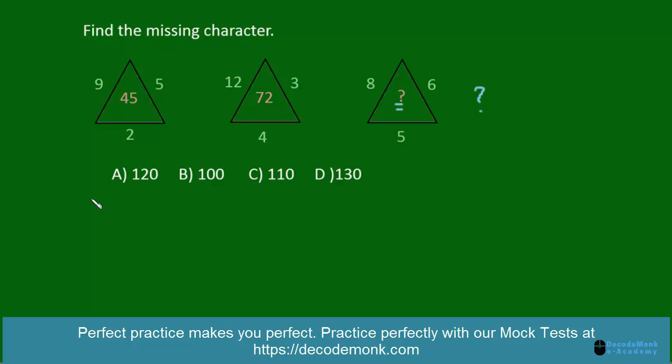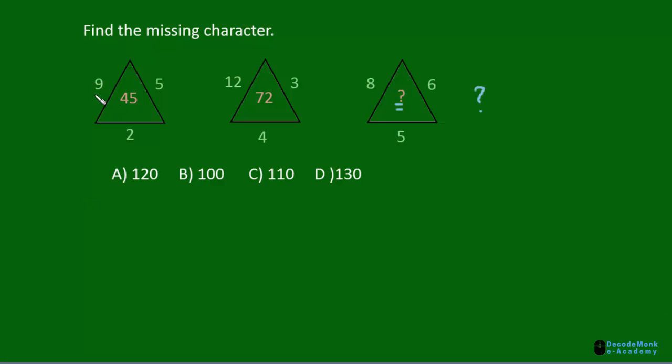Such type of questions are very common in Olympiads, and for solving those you need to have certain practice and a certain logical bent of mind. So you see over here, we should be able to understand that a certain combination of these numbers 9, 5 and 2 should result in the number which is inside the triangle, 45.